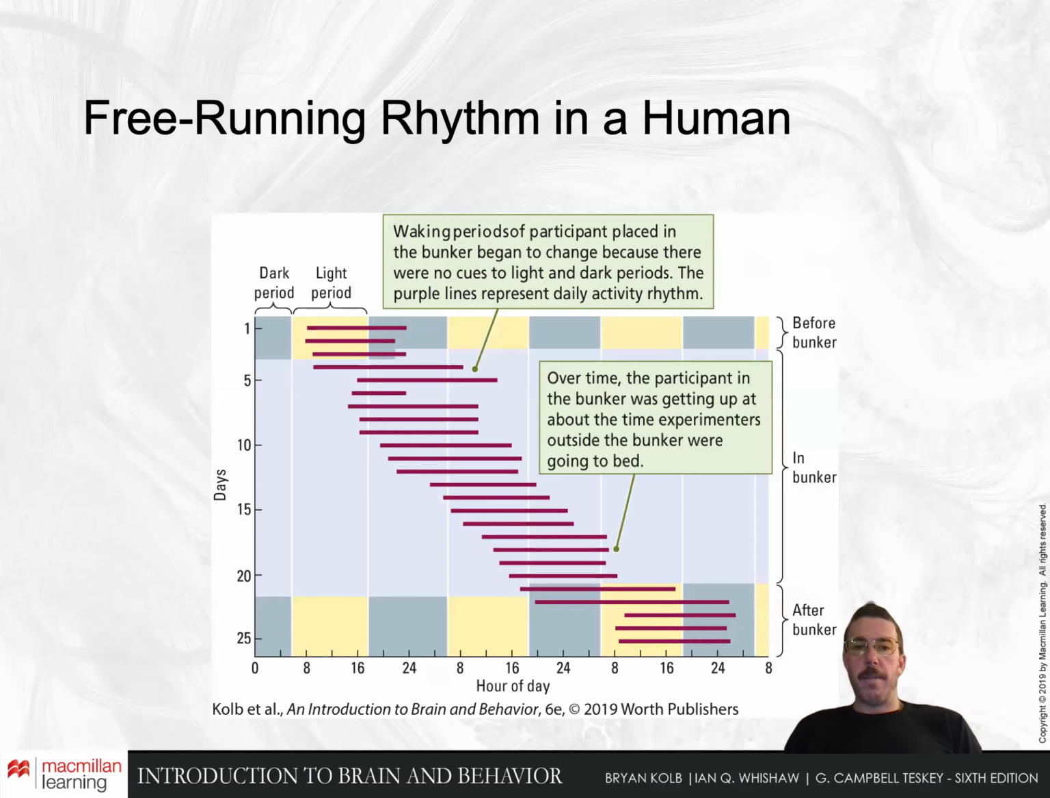So here's an example of humans that are kept underground in a bunker. So their waking period begins to change without any cues. The purple line shows when they're awake. Here, between 0 and 24, between 0 and 24, it's showing 3 days. And so they progressively go to sleep a little later each night. And by the time 3 days are up, they end up waking up right when the people outside the bunker are going to bed.